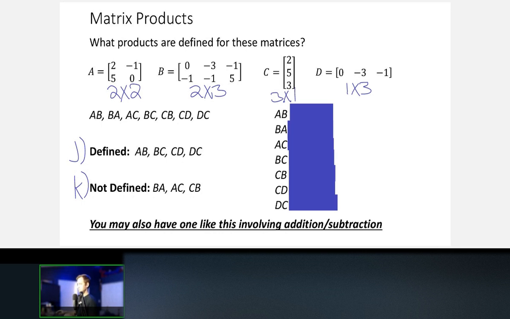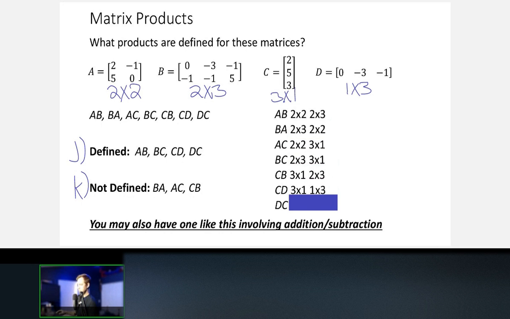So then we just write down 2 by 2 times 2 by 3, 2 by 3 times 2 by 2. I just go through and write them. I don't do any checks yet. I think it's easier to just write them all down. And then we go through and remember, for multiplication, we're just comparing, are these numbers the same? And if they are, it's defined. If they're different, it's not defined. So make it easy on yourself.